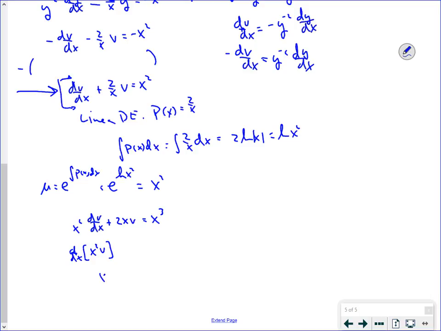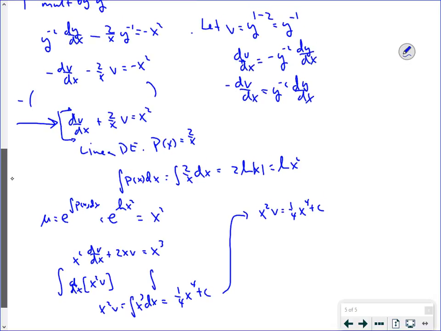So we want to integrate the right side. X squared v is the integral of x cubed dx, which is 1/4 x to the 4th plus c. So let's write that. We're virtually done here. X squared v is 1/4 x to the 4th plus c. And we would be done, except we started out with x's and y's. We need to end up with x's and y's.